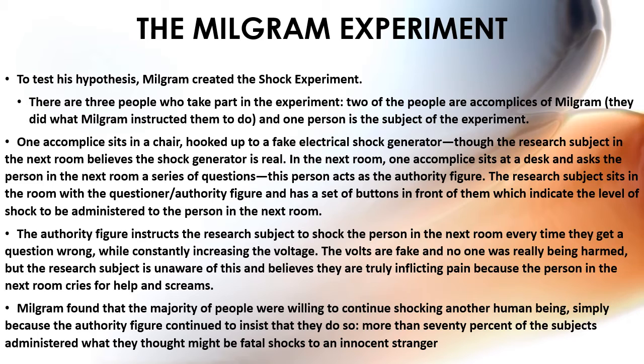So in the experiment, there's 3 people. 2 of the people are accomplices of Milgram. They're in on the experiment. They know the purpose of it. They know what's happening. And Milgram is instructing them what to do. So there's 3 people. 2 of them actually are Milgram's assistants. And 1 person is the subject of the experiment.